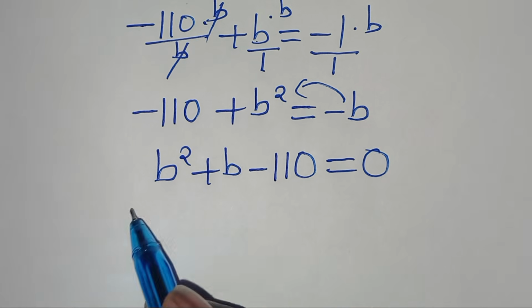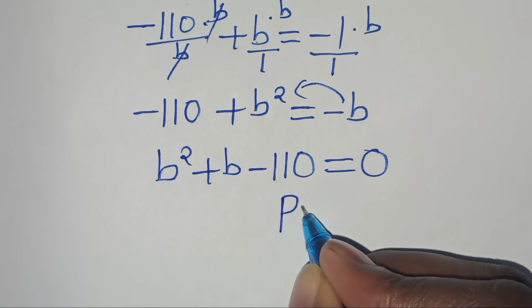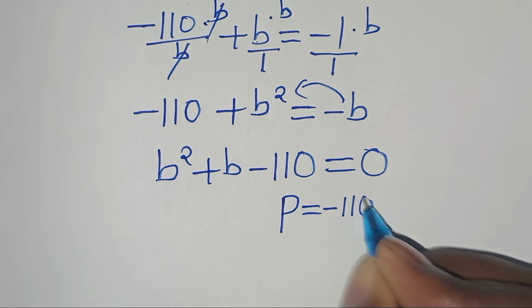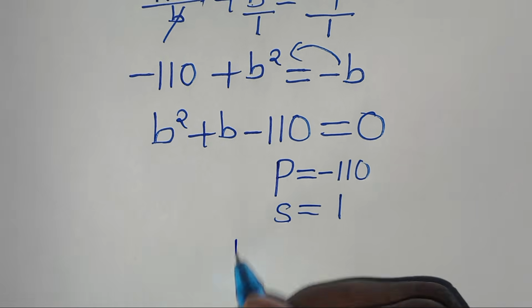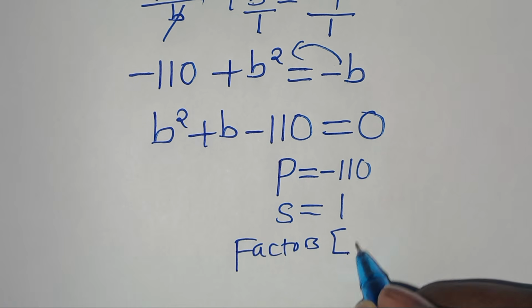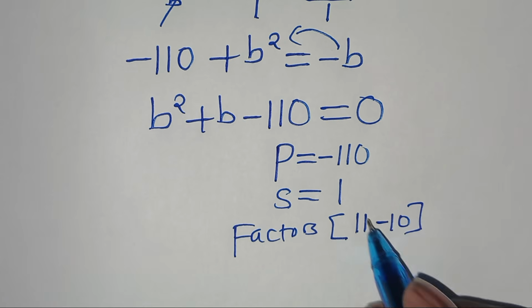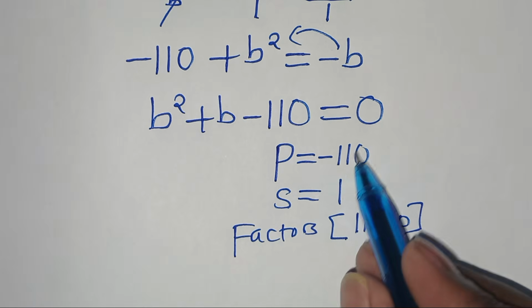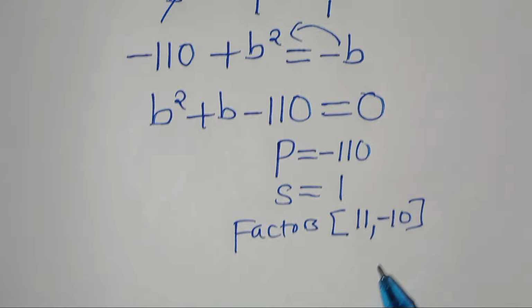Now, this is a quadratic equation that we can solve by factorization method. We have the product is equal to negative 110. The sum is equal to 1. So let's identify these two factors. We have 11 and negative 10. So 11 times negative 10, this is minus 110. Then 11 plus minus 10, this is equal to 1.